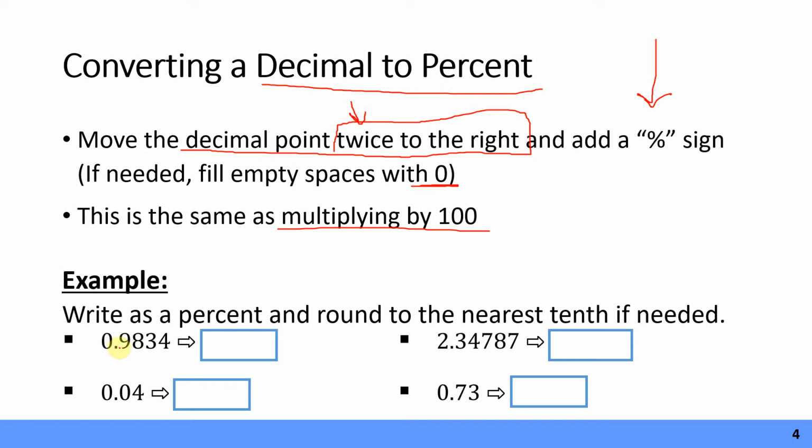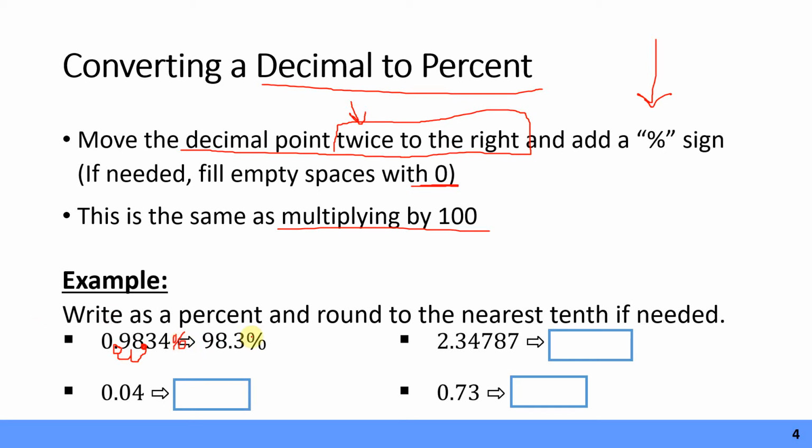So what we're going to do, I'm going to go ahead and do it using the first method. Since it's a decimal, you're going to have to move it twice to the right, and then it ends up here. And then, of course, we add a percent sign, and that would be our answer. That technically would be our answer, but again, they are asking us to round. So we are going to have to round, and my final answer for this one would be 98.3.